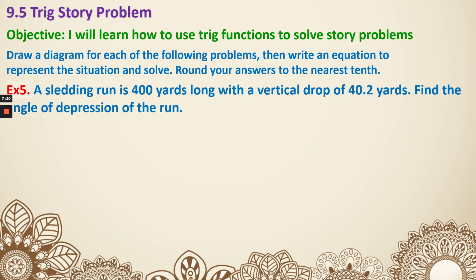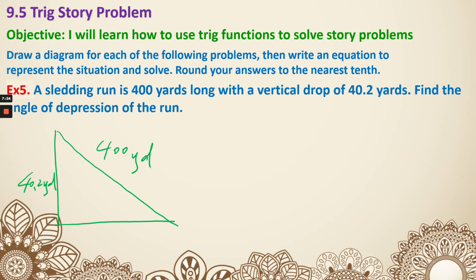Example 5. A sledding run is 400 yards long. So this is a sledding run, 400 yards long, with a vertical drop of 40.2 yards. Of course, the vertical drop forms a 90 degree angle with the ground, and it's asking to find the angle of depression of the run. And the angle of depression is actually from here, so from the horizon to the line that's going down, which also means we're solving for this angle.